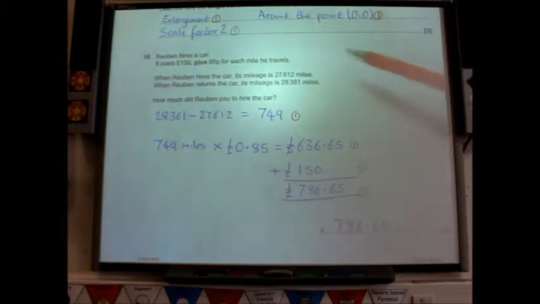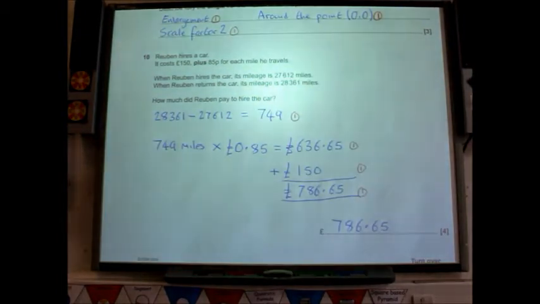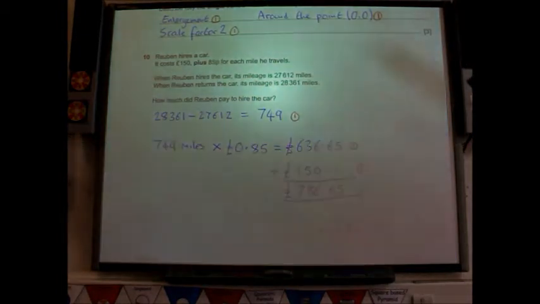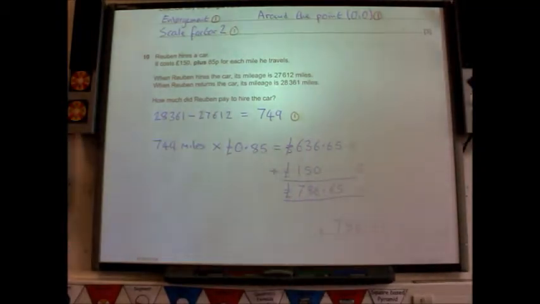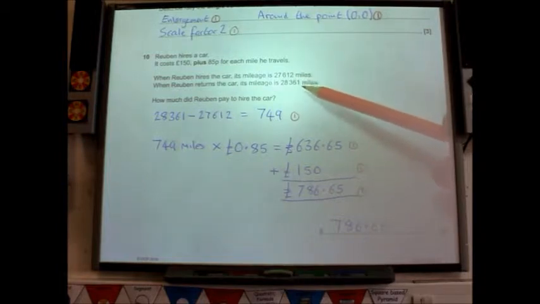Right, so we've got details on the mileage here. When you read a question like this, I think it's fairly obvious, but I've been doing it for a while. You're going to have to work out how much he's going to pay for it. So that's how many miles it had done when he picked it up. Then when he handed it back, he did that many miles.